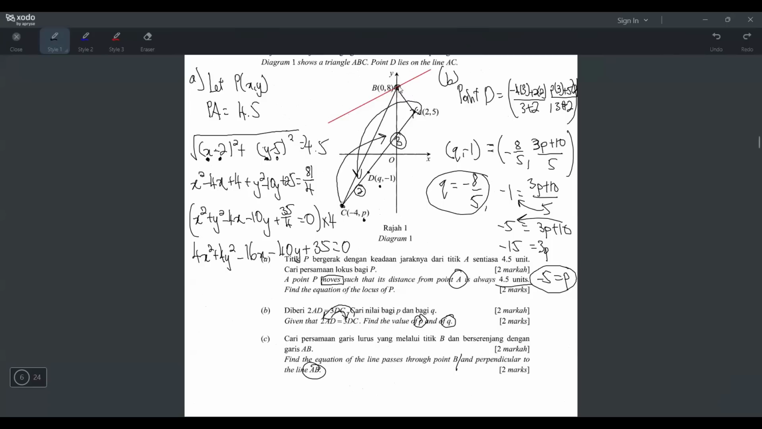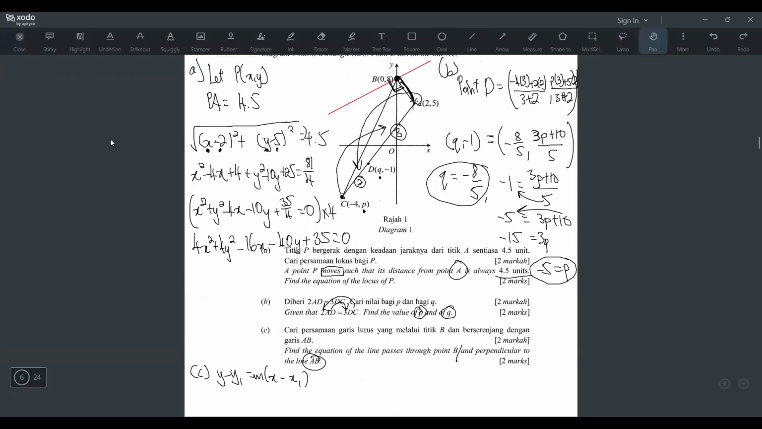So it will pass through point B, which is 0, 8, and it will be perpendicular, 90 degrees, with the AB line, right? Okay, whenever you find the equation of a straight line, you will always use this formula. Y minus y1 equals gradient times x minus x1. Actually you can use another formula, which is y equals mx plus c. Can also. But in Addmaths, this is the Addmaths method. Y minus y1 equals gradient times x minus x1. The y equals mx plus c is like the Maths way, but can also, you will get the same answer.